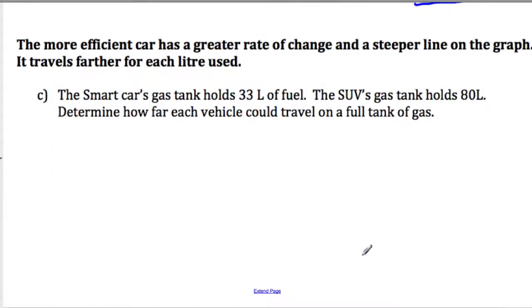Last question here on the bottom. The smart car's gas tank holds 33 liters of fuel. So when you fill up the gas tank at the gas station for the smart car, it doesn't have a very big tank. But you can go quite far because it's so efficient. The SUV's gas tank holds 80 liters, right? It holds a lot of gas because it's going to use a lot of gas. Determine how far each vehicle could travel on a full tank of gas. For the smart car, if you remember, it travels 24 kilometers in 1 liter.